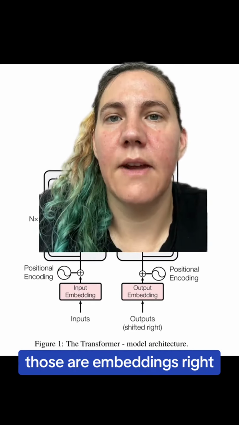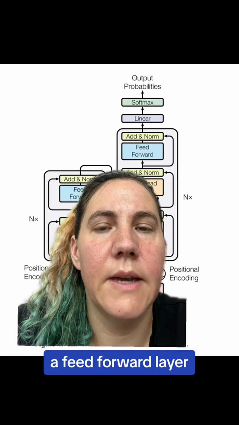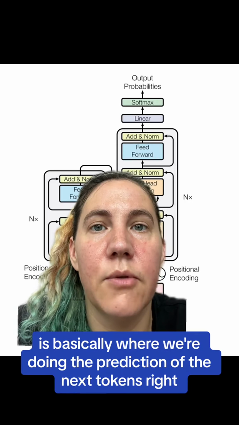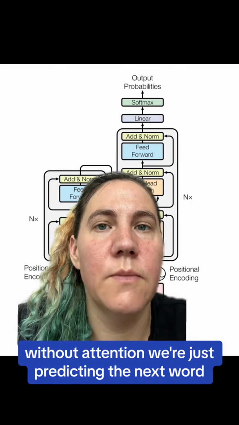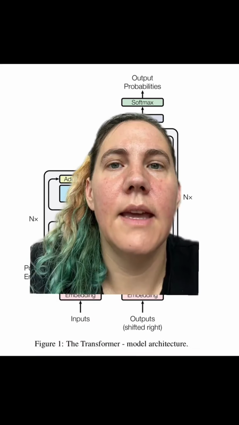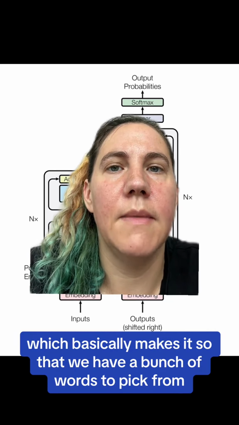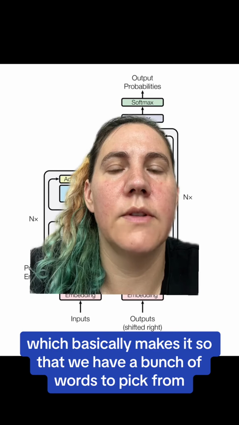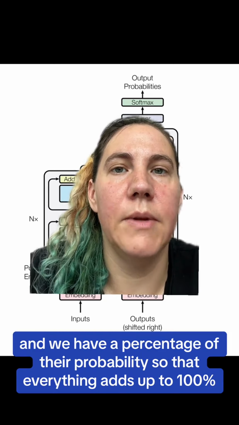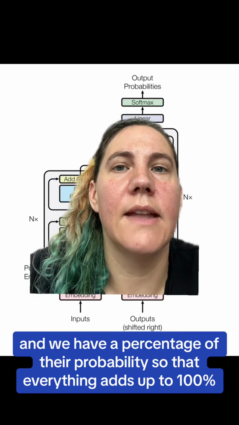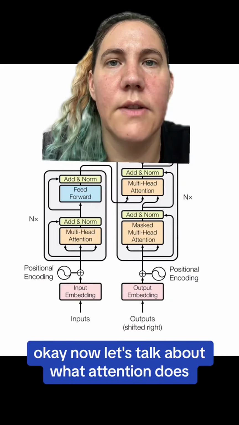Those are embeddings, right? In a multi-layer transformer-based network, a feed-forward layer is basically where we're doing the prediction of the next tokens, right? Without attention, we're just predicting the next word. At the end, we put things through this thing called the softmax function, which basically makes it so that we have a bunch of words to pick from, and we have a percentage of their probability, so that everything adds up to 100%, right?